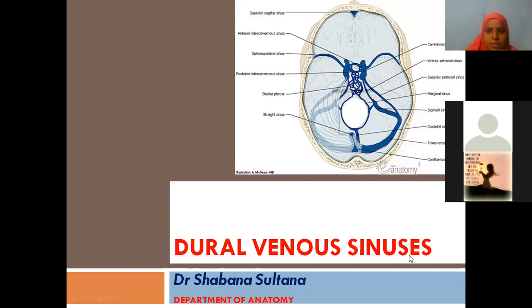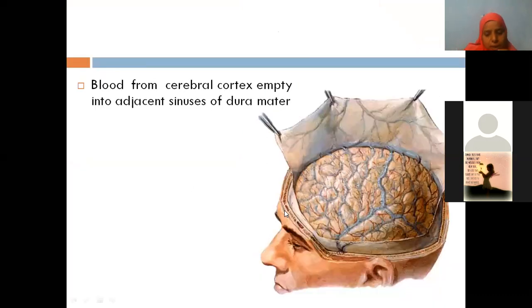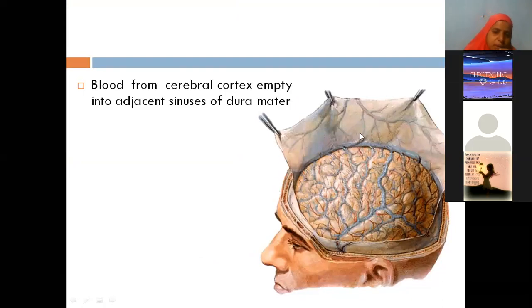We are going to discuss the dural venous sinuses. So what are the dural venous sinuses? Basically, when you see the skull bone and remove the calvaria, that is the cranial vault, below the cranial vault we have three meninges. The outermost covering is dura mater, below which we have arachnoid mater, below which, closely investing the brain, is pia mater.